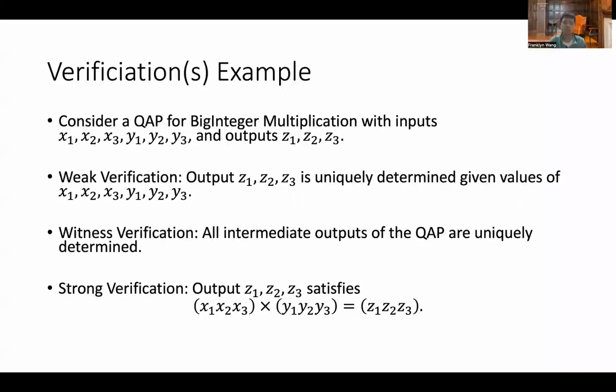Okay, so now let me talk about the differences between the various types of verification with an example. Say that we have a QAP that purportedly implements big integer multiplication with inputs x1, x2, x3, y1, y2, y3, that outputs z1, z2, z3. So here, z1, z2, and z3 are the outputs of multiplying the number represented by x1, x2, x3 by y1, y2, y3.